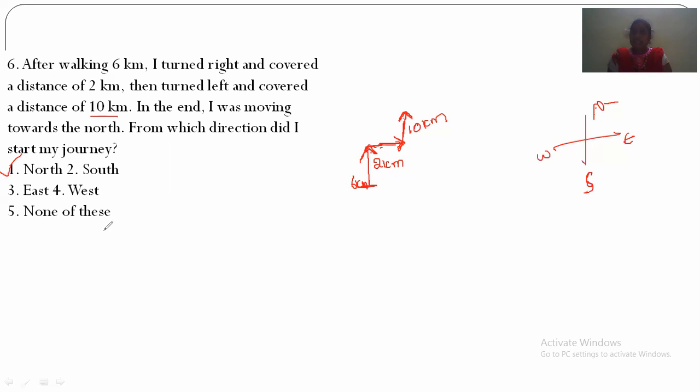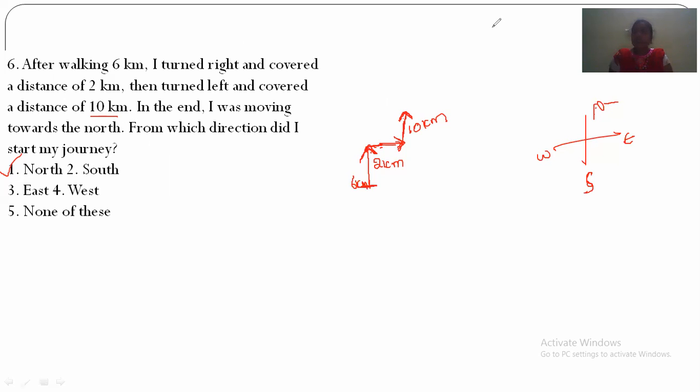From this point, he has moved 6 kilometers. And see here, again we will recheck this one. From the north, 6 kilometers. Then turned right, east direction, covered 2 kilometers. Then turned left, north direction, covered 10 kilometers. In the end, I was moving towards the north. From which direction did he start my journey? North direction. So like this, we have to move backwards.